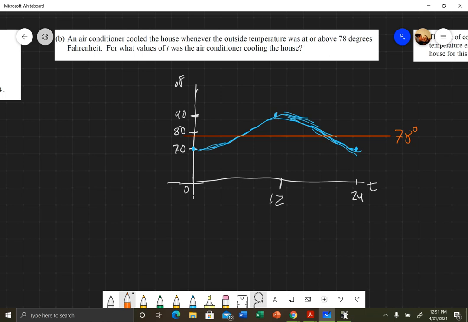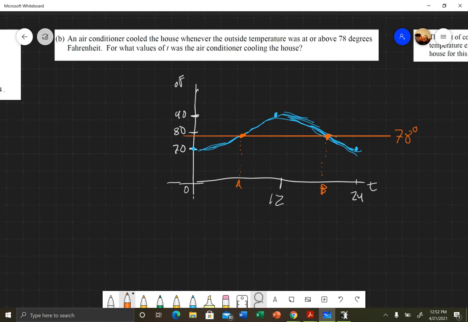graph here. It wants to know what values of T was the air conditioner cooling the house. So there's a value that occurs right about here, right? And then there's another value that occurs right about here. And so we want to figure out what these values are. I'm going to label this one A, and I'm going to label this one B. Okay, so I want to know what are those values of A and B.